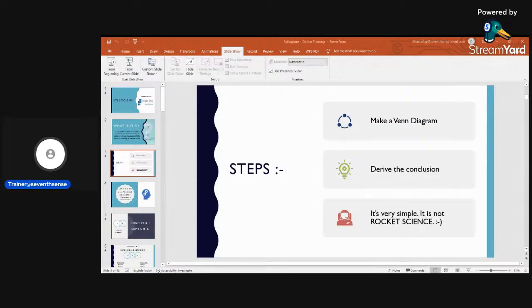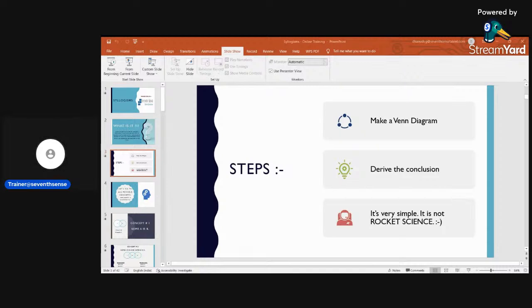Okay, so all A is B. We can represent this as one circle within the other circle. All the A values will be within B. So B will be a bigger circle and we represent the A circle within B. I hope it is clear. A is a small circle and B is a big circle, and we represent A within B.